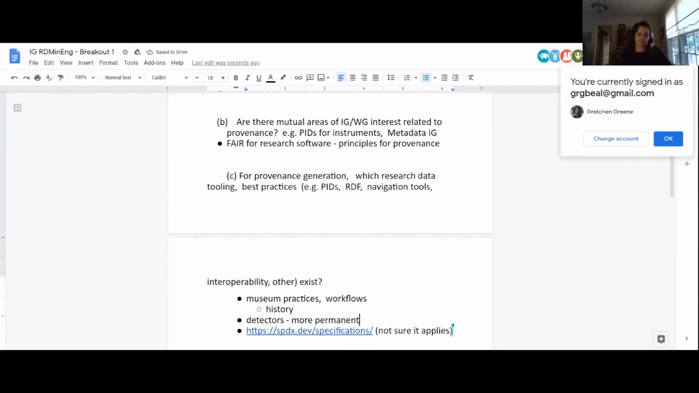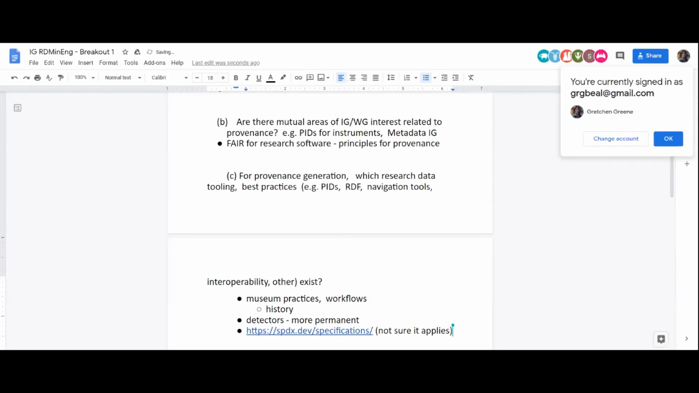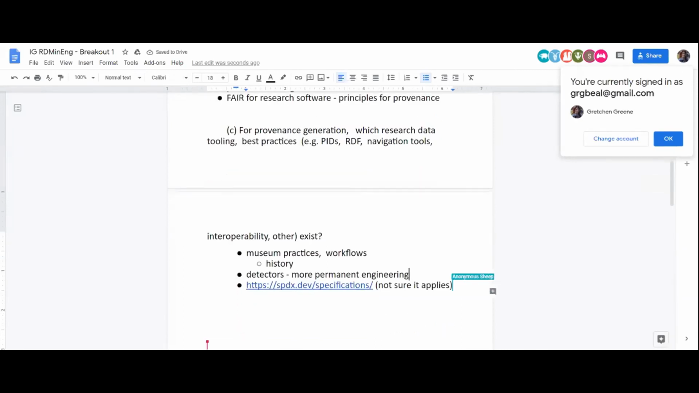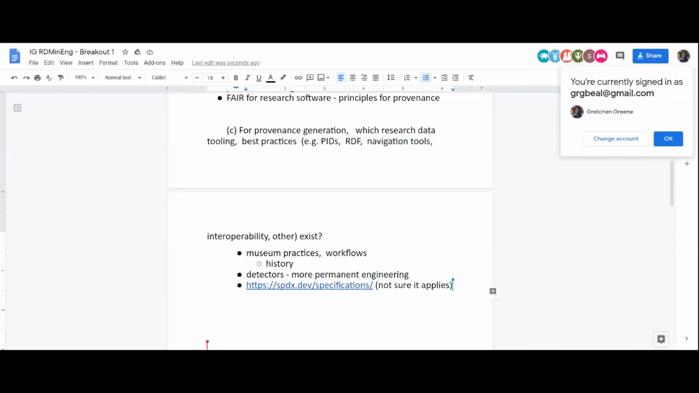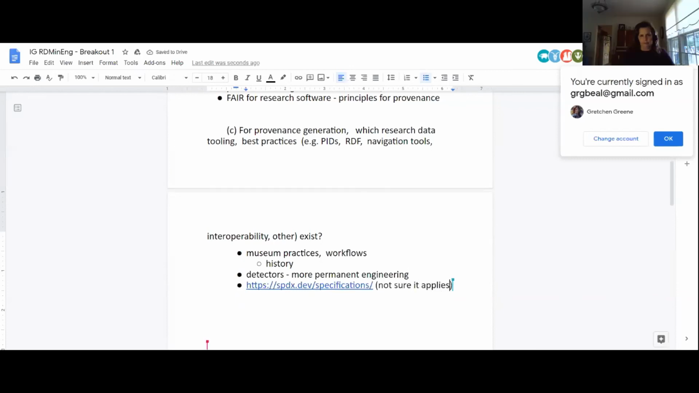Okay. Let me look for the... I just inserted into the notes a link to the SPDX specification. I'm not sure that's what we are looking for about provenance generation, but it is about software package data exchange, which might answer that.